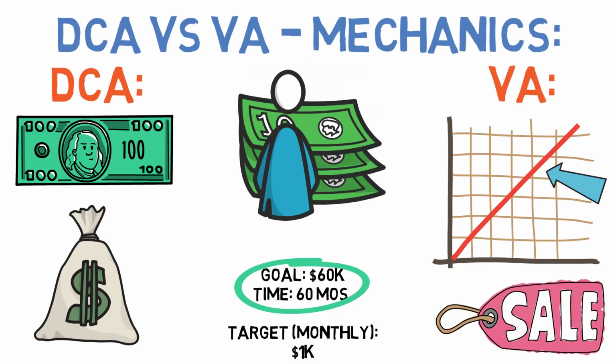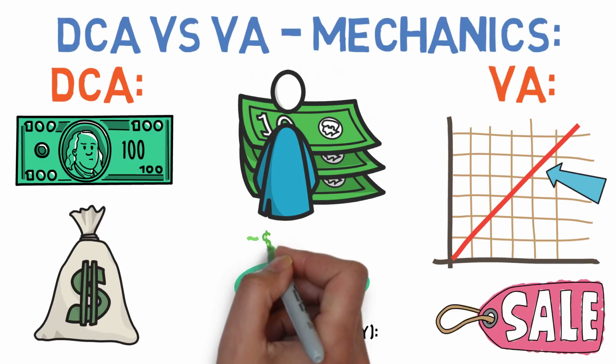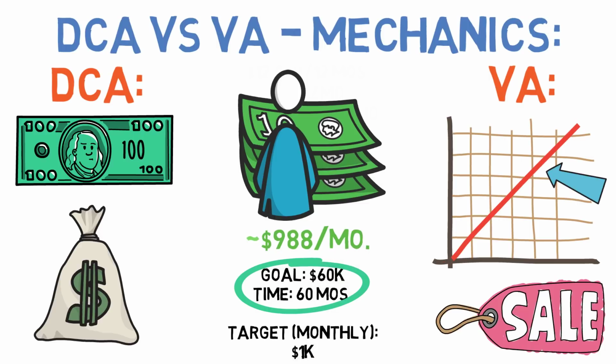Assuming our baseline contributions don't change over those 60 months, and we put the money into some high-yield savings account paying us 0.5% in interest each year, we'd have to contribute something in the neighborhood of $988 a month on average to reach our goal. But since we want our savings to grow at a constant rate, in this case $1,000 a month, we won't actually invest that $988 each and every month like we would if we were dollar cost averaging.